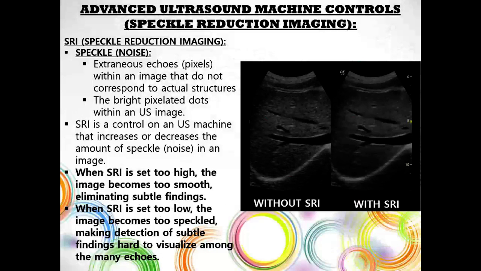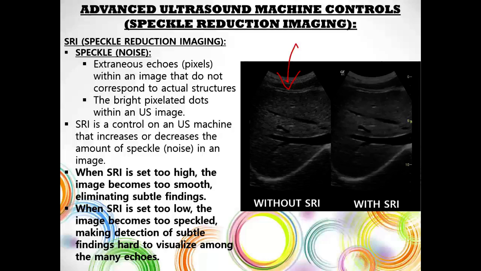SRI. This is our speckle reduction imaging. Speckle is noise that is on an ultrasound image. These are extraneous echoes or pixels that don't actually correspond to actual structures in the body. And so they're the bright pixelated dots within an ultrasound image. And speckle is actually what gives our ultrasound image its texture. So this is what lets liver look textured and lets organs look textured.